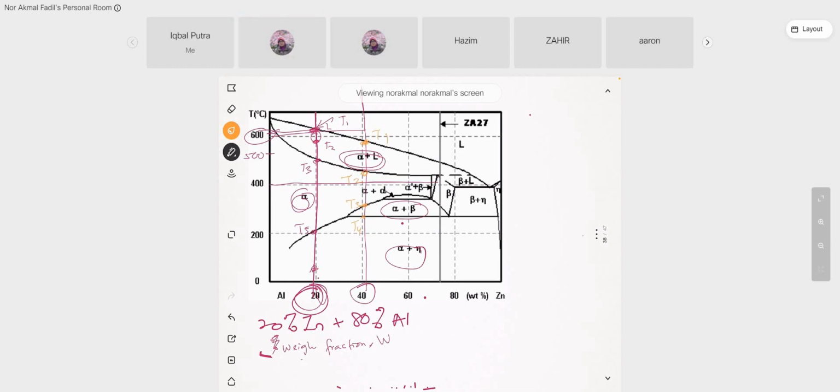So nanti your cooling curve akan jadi macam ni lah. Okay, macam ni dia ada berubah sikit, dia ada berubah sikit. So kat sini T1, dia dapat T2, dia dapat sini T3 lah. Macam tu pun boleh juga.